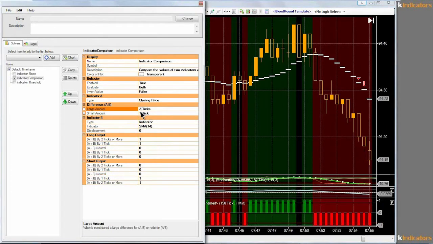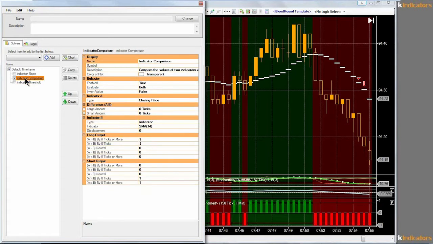So we'll start with the basics, and I'll reset this back to 0 ticks. And so with this solver, you can see there's a long output and a short output. So you can get really detailed in controlling the output of this solver. So as we can see, this is the default setting of 0 tick amount, with large amount and small amount being 0 ticks, and the default output.